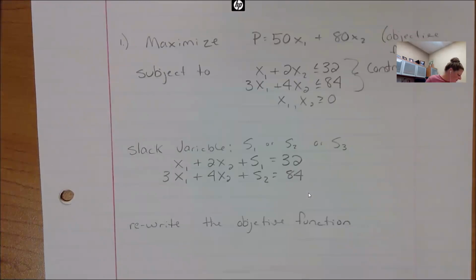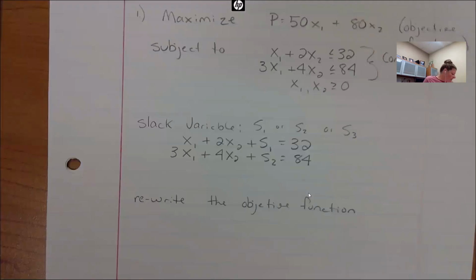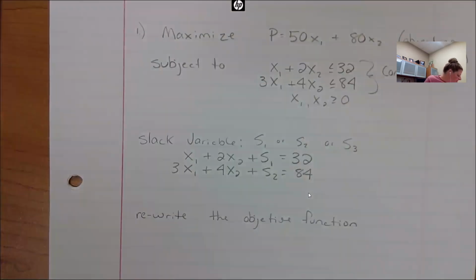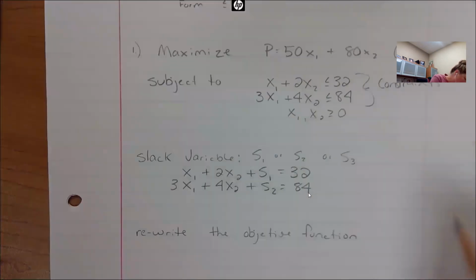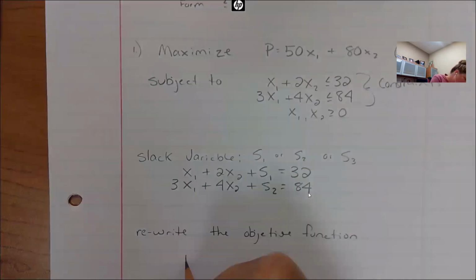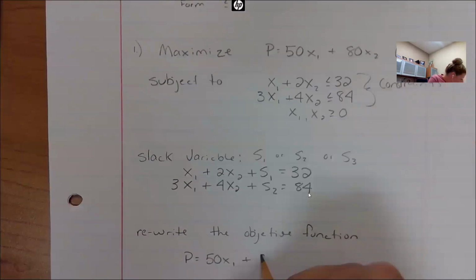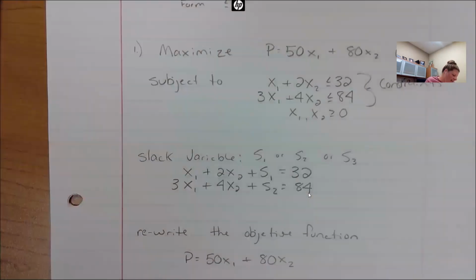So the objective function, we are going to rewrite to equal 0. Right now it is P equals 50x1 plus 80x2. And we're going to rewrite this to be on the side with the P over here.